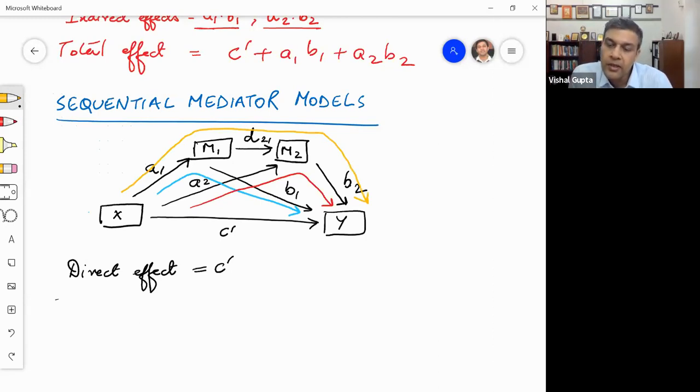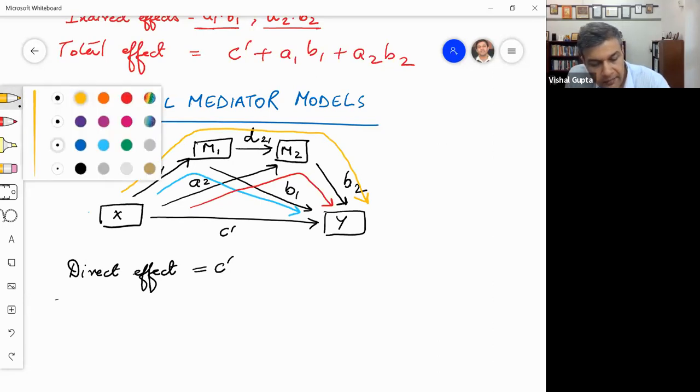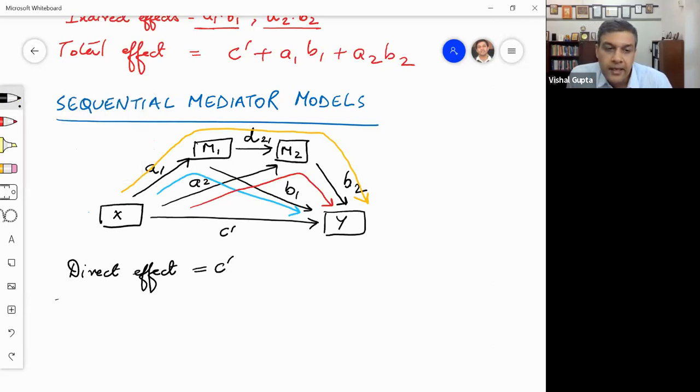Okay, so that is how we understand, and once you get your regression output, you can do this computation yourself to figure out what would be the indirect effect between the X and Y. So this is the effect of X. What is indirect effect? Indirect effect is nothing but the effect of X via M1 and M2, or via M1, just via M1, just via M2, or both M1 and M2.